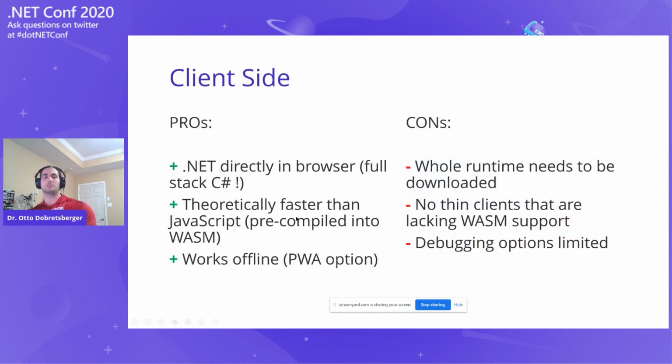The pros and cons for doing client-side Blazor apps. Well, on the pro side, .NET can run directly in the browser. That is the first time you can do full stack C# development for web apps. So that's probably one of the biggest advantages. For me personally, the third bullet point here is one of the biggest advantages as well. It works offline. So you can deploy your client-side Blazor app as a PWA, as a progressive web app.